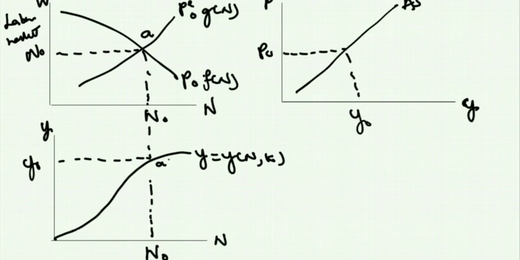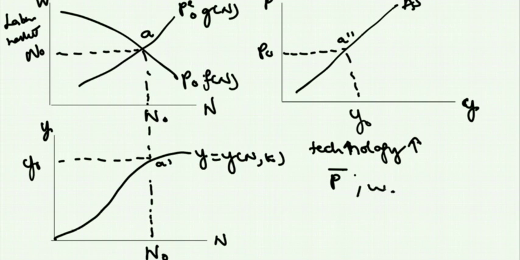So here A prime, A double prime. Let's say here, other things constant, technology increase. Technology increases. Other things constant means price constant, okay? And other things inside here, nominal wage also constant.